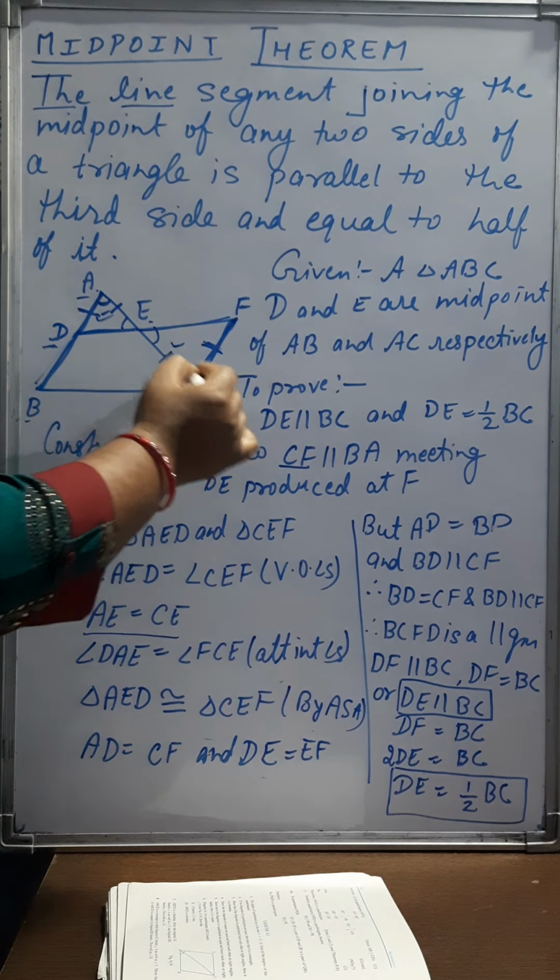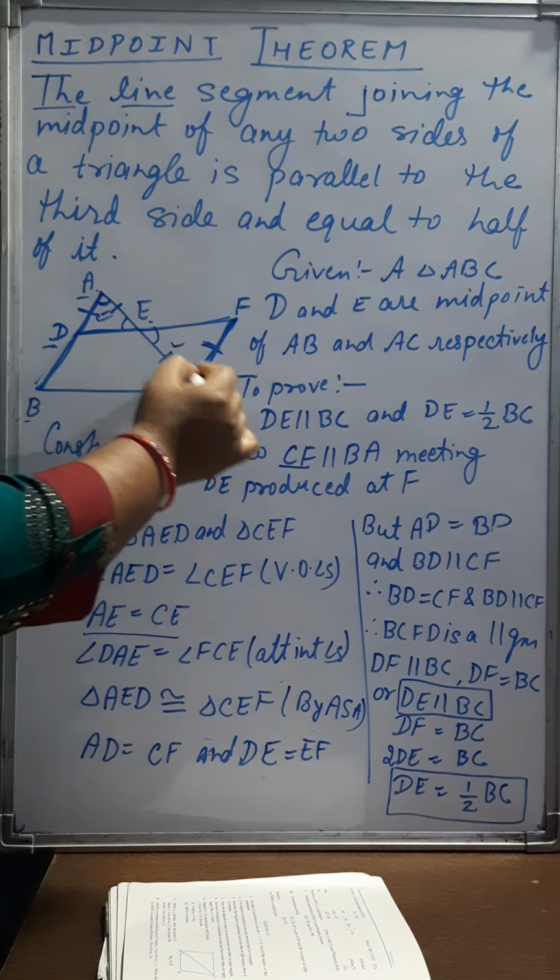Now DF is equal to BC. DE is equal to EF, already we have proved. So DF can be written as twice of DE, which is equal to BC, or DE we are getting half of BC. So hence this theorem is proved that DE is parallel to BC and DE is equal to half of BC.